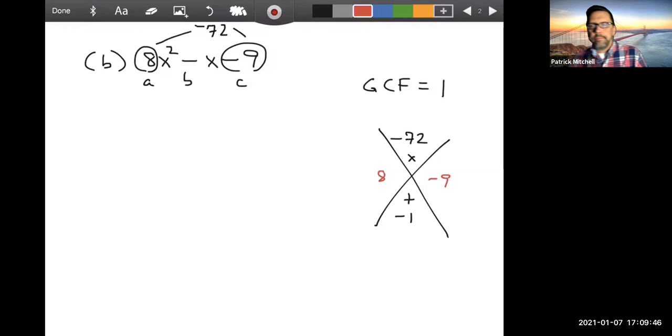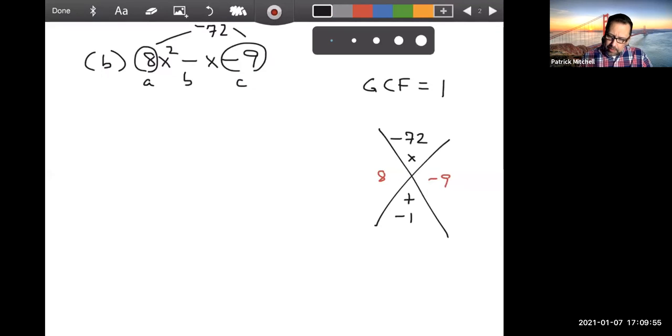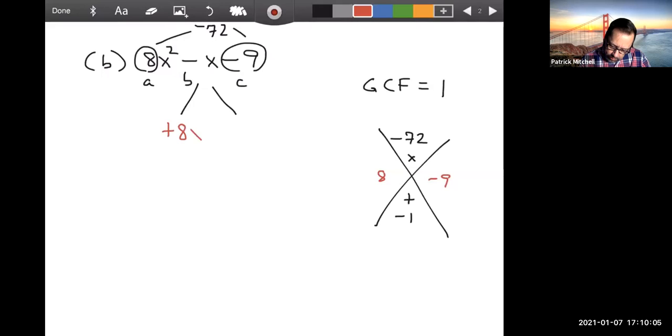It'll work either way. All right, so what that -9 and 8 tell me, in whatever order you write them, is that's how I want to split up the middle term. So instead of writing -x, I'm going to write plus 8x minus 9x. Keep the other terms just the way they are, 8x squared plus 8x minus 9x minus 9. And now I can factor that thing by grouping.